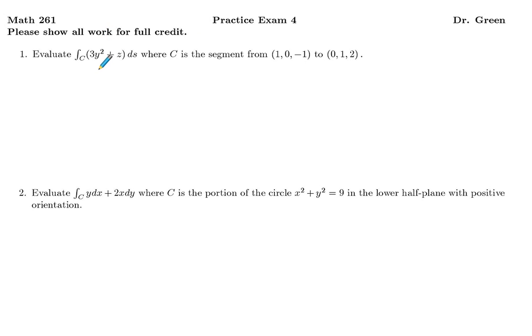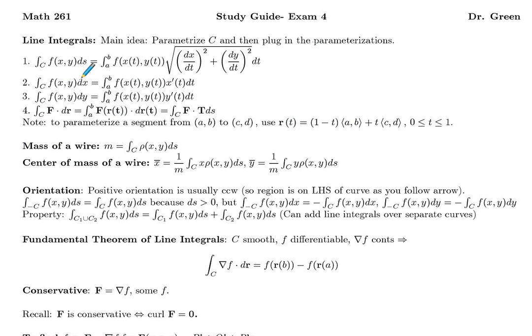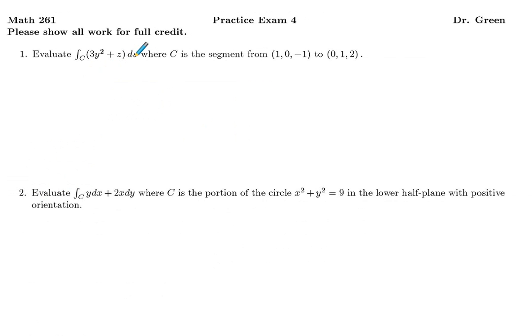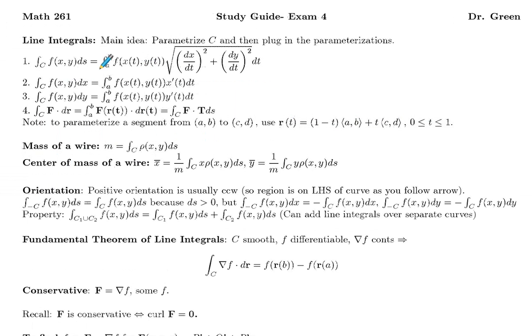So first off here we are evaluating a line integral along C, and C is a segment from (1, 0, -1) to (0, 1, 2). So remember with line integrals, our line integral here, notice, is with respect to s. Remember with line integrals what you do is you plug in your parameterization. So here ds is the square root of (dx/dt) squared plus (dy/dt) squared, so we'll have to compute that first, and then we plug in our parameterization for our curve x(t), y(t).